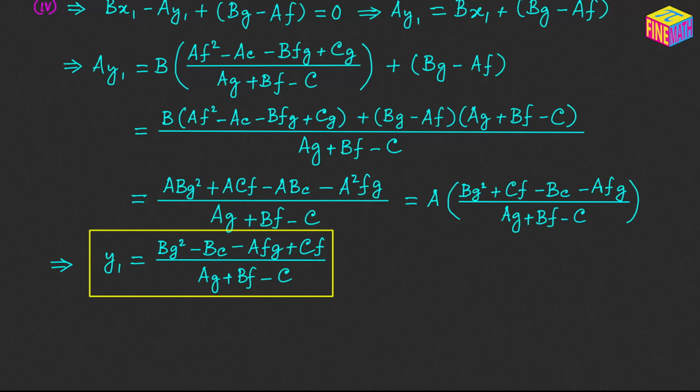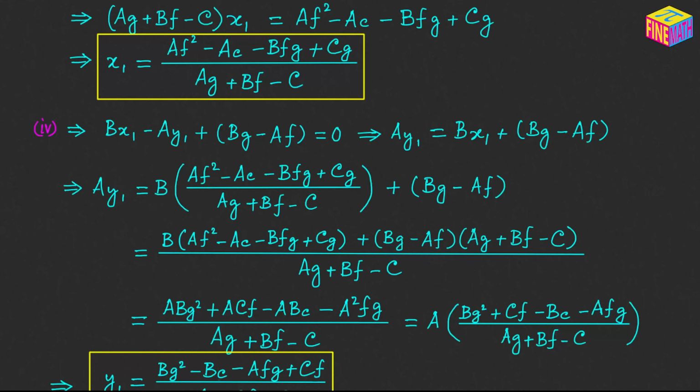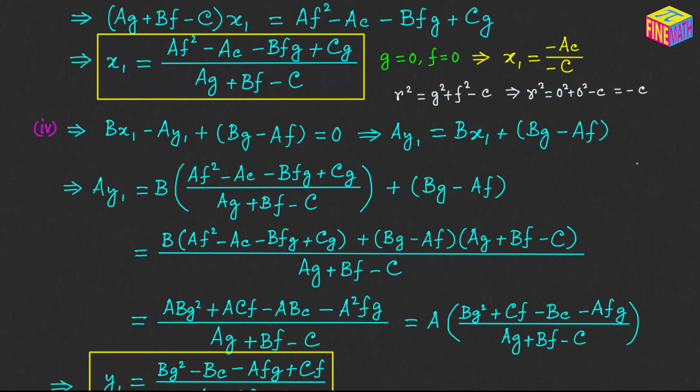And then we are going to see a special case for the values of x sub 1 and y sub 1. If we consider the circle to be centered at the origin, I mean if g is equal to 0 and f is equal to 0, then the value of x sub 1 will simplify to something like this. And then in place of c, I am going to use negative r squared, because you know that r squared is equal to g squared plus f squared minus c, and when both g and f are 0, then r squared will be equal to negative c, and from here we can say that c will be equal to negative r squared. So in place of lowercase c, I am going to use negative r squared in the numerator.